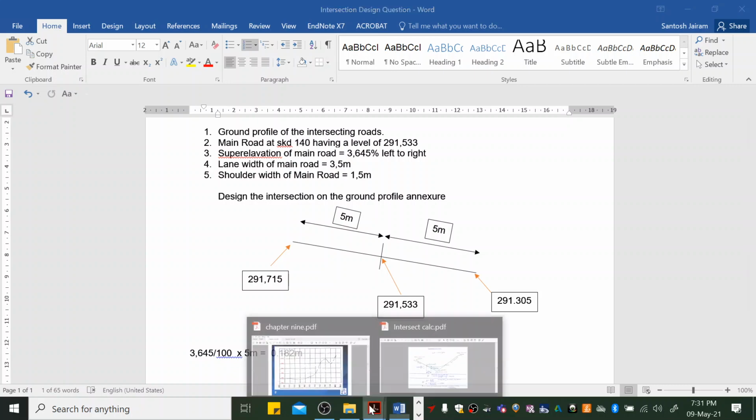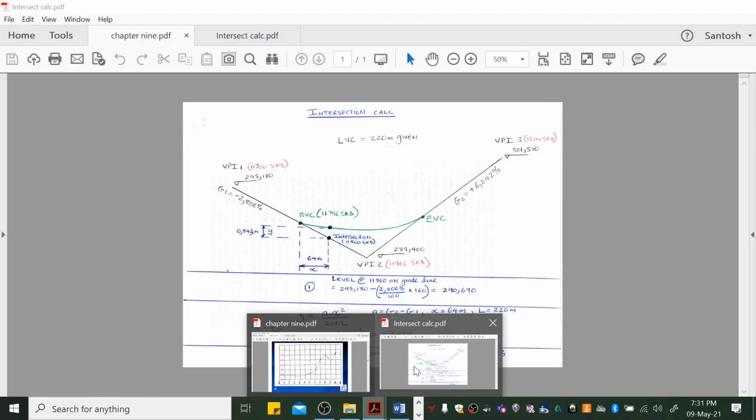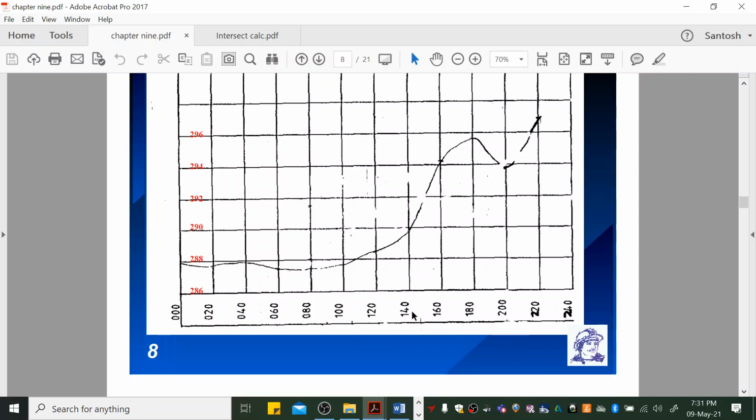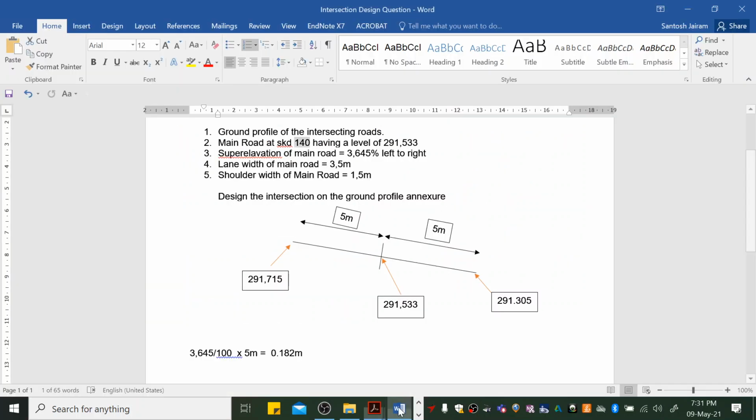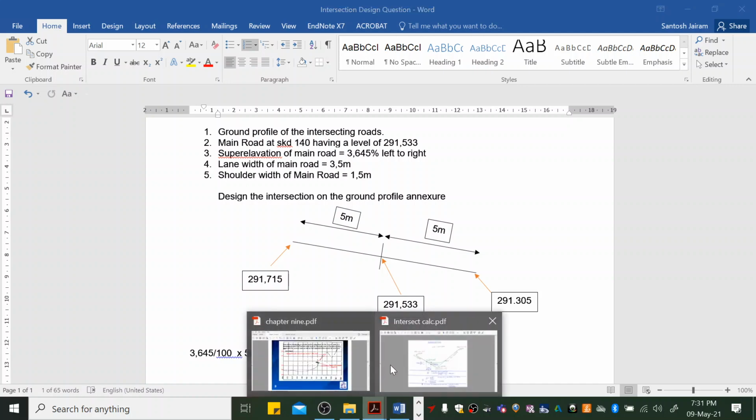Now you can go in and you can basically plot your road. It's at SKD 140. Centerline level is 291.533. Plot a point there. You can plot the left edge and you can plot the right edge because you're given the left edge and the right edge, which you can plot.